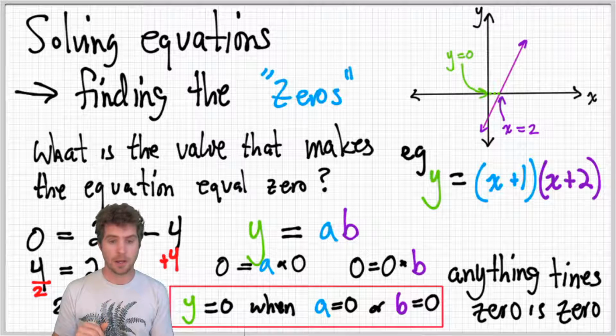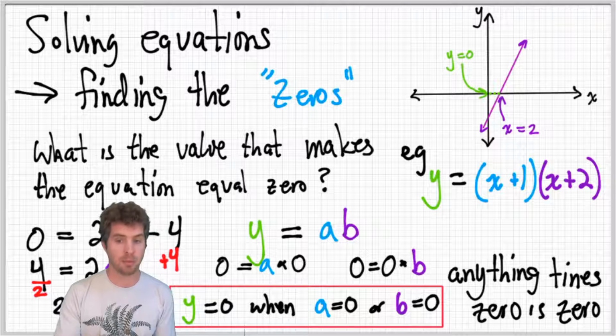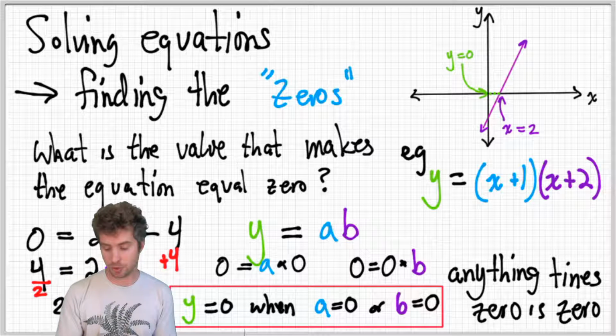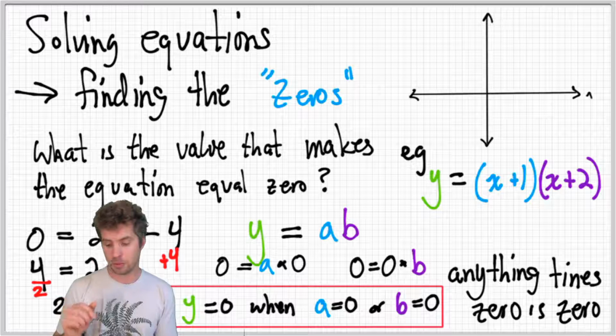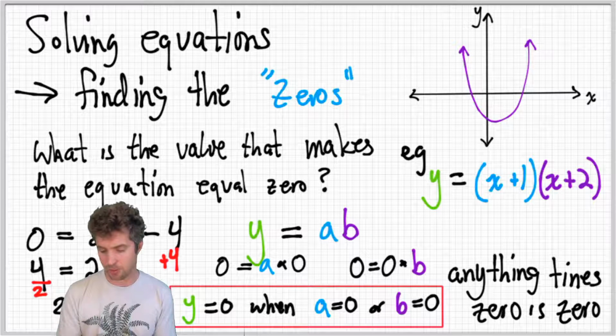So there's potentially two ways to make this equation equal to 0. So we can use that idea and apply it to equations like this one with the x plus 1 and x plus 2. If the first part equals 0, then the whole thing equals 0. So we can say, we'll look at this graphically first. Okay, we'll come back to what I was saying.